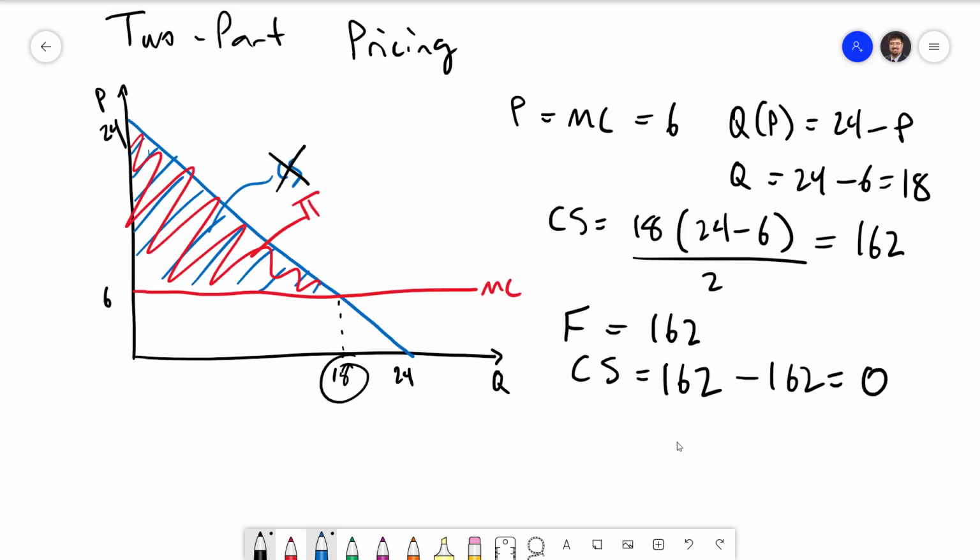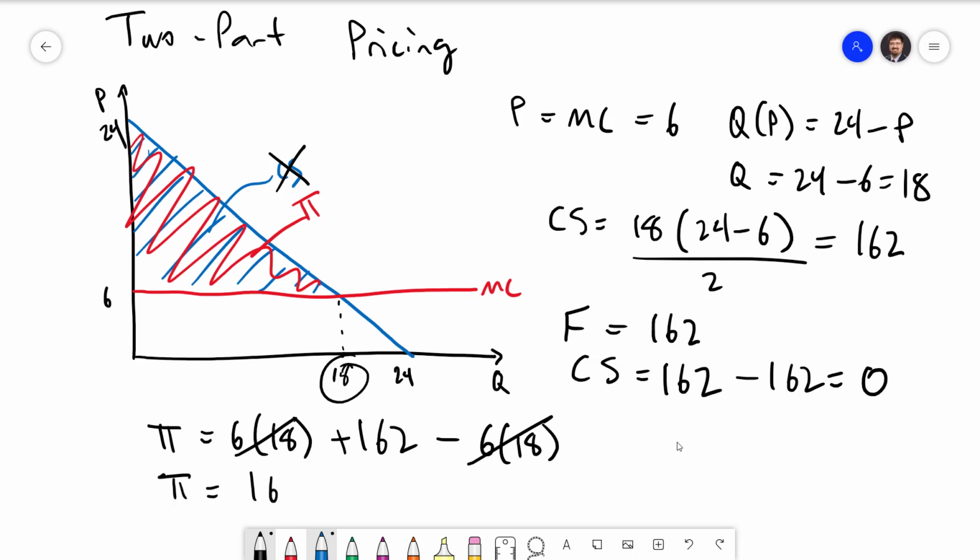To formally calculate the profit, we have a revenue of 6 per unit times 18 units, plus the fixed fee of 162, and the total cost is 6 per unit, and we're producing 18. So of course these two cancel each other out, and we get a profit of 162, which is just the fixed fee.